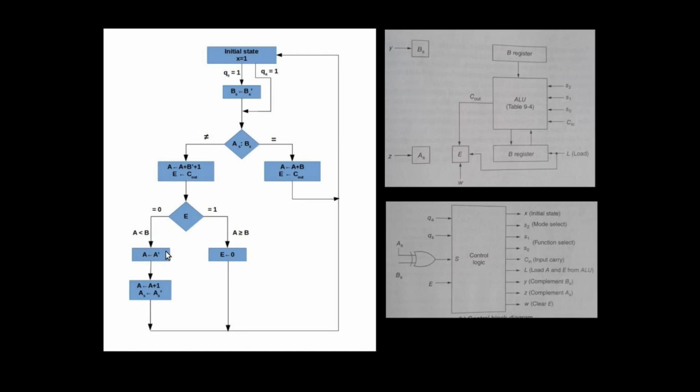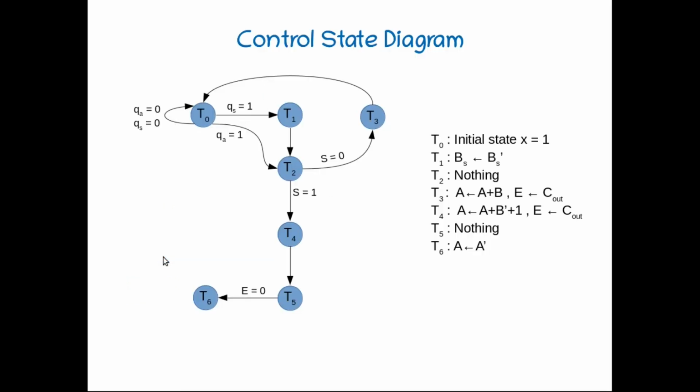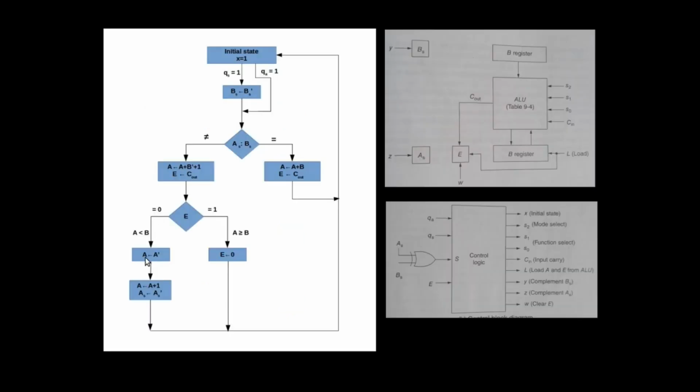A is equal to A complement. That we are doing here. If E is equal to 0, T6. In T6, we have to perform A is equal to A complement. We have to create another state corresponding to this block, the function block. There is no condition, so during the next clock, unconditionally it will go into this state.